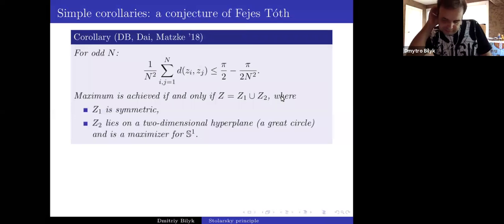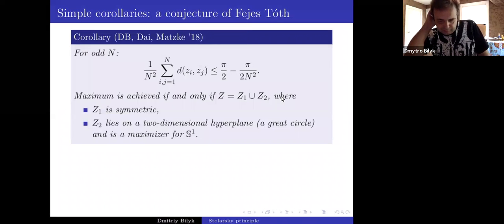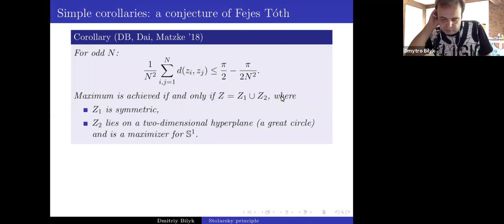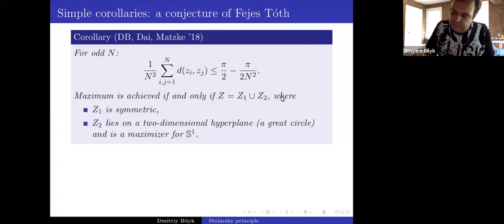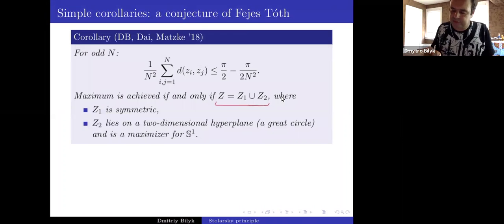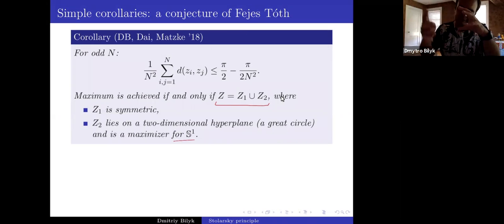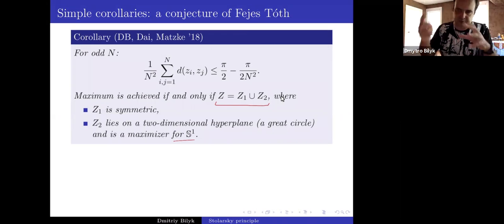Okay, for an odd number of points, things are getting a little bit more complicated. You have a slightly more complicated structure. This can break into a symmetric set and an optimal two-dimensional set, a set which is a maximizer for S1. So you can have a symmetric set of points, and in addition, you could have something living on S1. So you can have quite a lot of points living on S1.